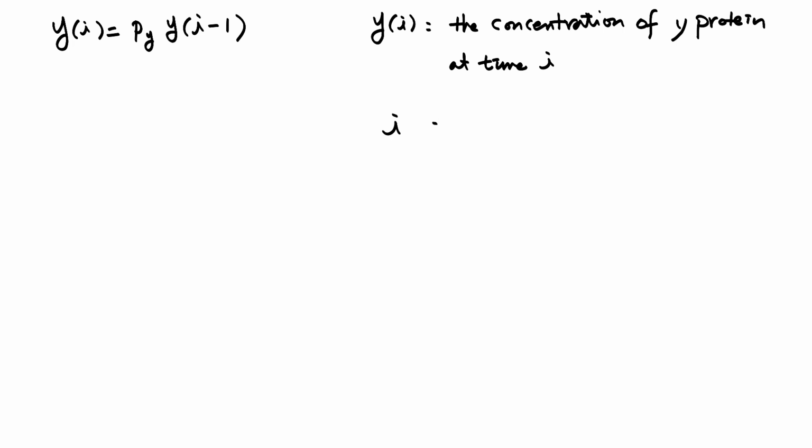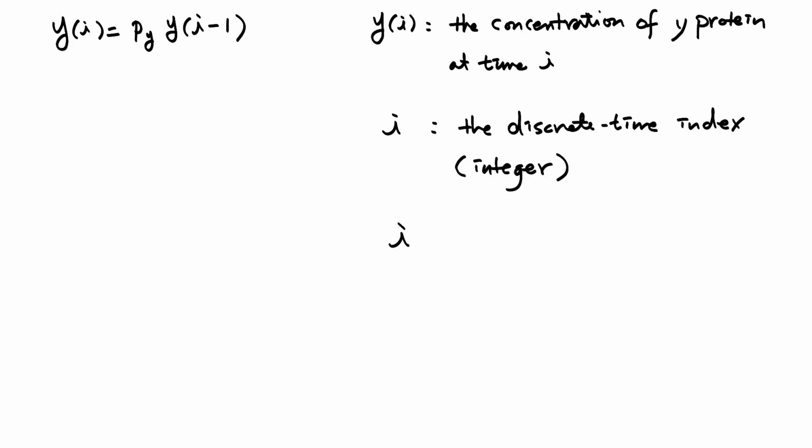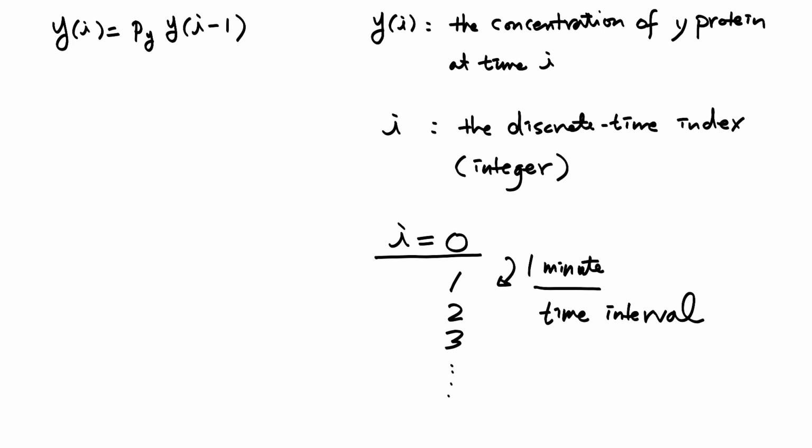What is this i? i is the discrete time index and it is an integer. You may say i starts from 0 and then becomes 1, 2, 3 and so on. Let's say in the beginning of your experiment or simulation, your discrete time index is 0. And say after 1 minute, your i is 1. Again, after 1 minute, your i is 2 and so on. And this is your time interval. It can be a second, minute, hour, month, year, and so on.